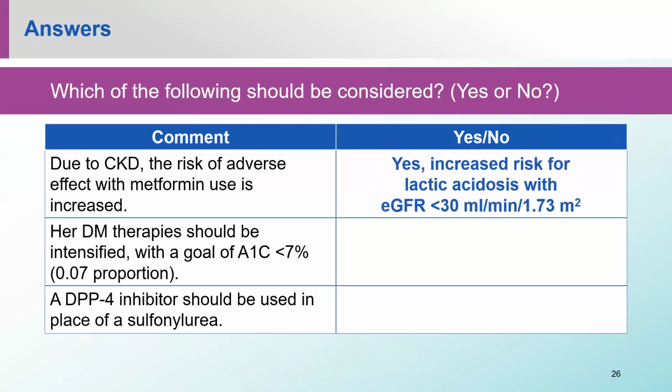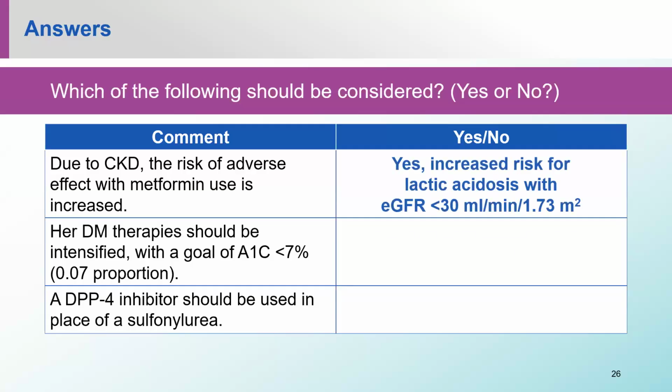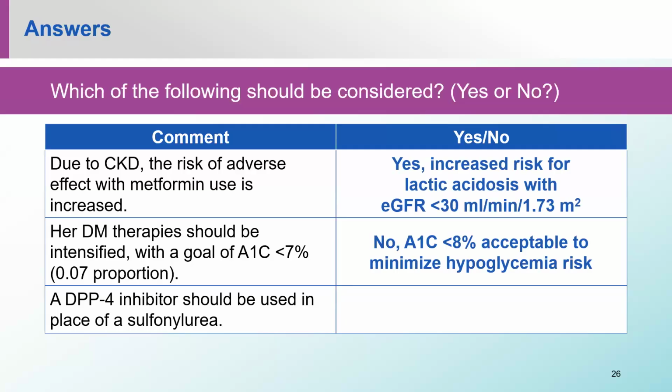Her diabetes therapy should be intensified with a goal A1C of less than 7%. And the answer there is no. Her A1C is just below 8. That's perfect. Leave her be. And a DPP-4 inhibitor should be used in place of a sulfonylurea. And yes, because she has that risk of sulfonylurea-induced hypoglycemia.